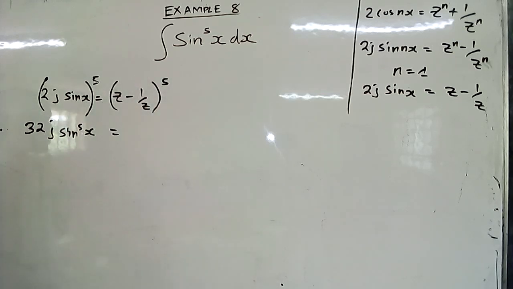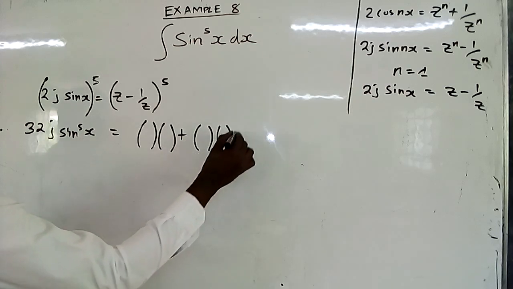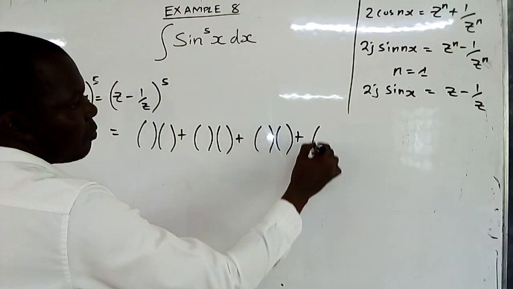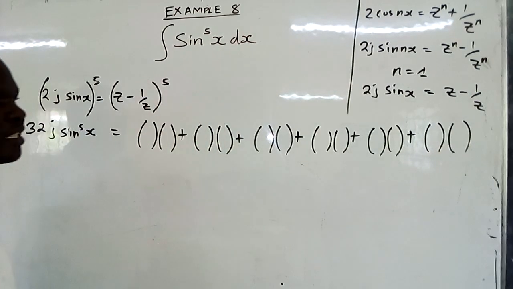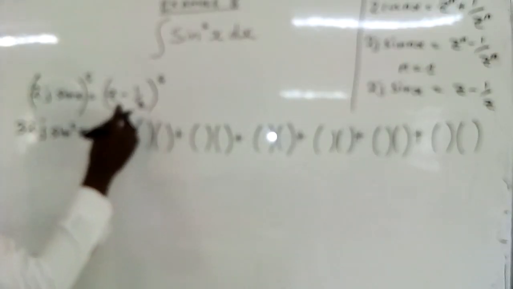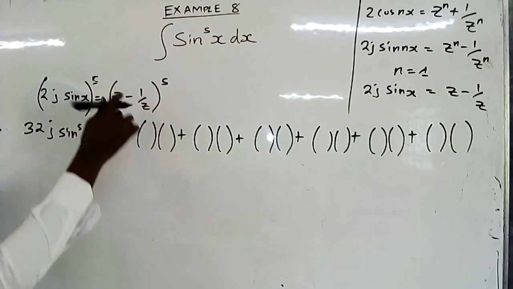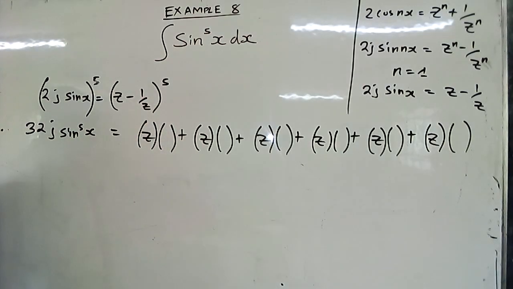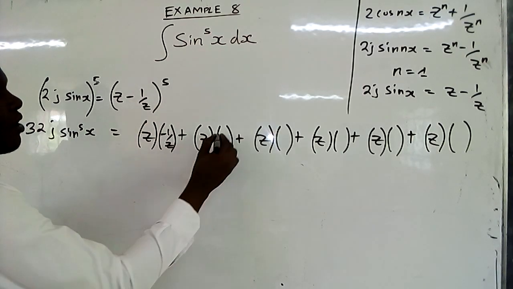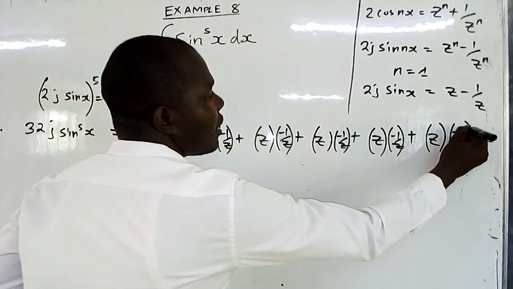Yes. When you have power 5, it means there are how many terms? Six. 6 terms. So that one is the first term, plus the second term, plus the third term, plus the fourth term, plus the fifth term, plus the sixth term, not the last term, isn't it? So you put the coefficients of power 5. What are the coefficients of power 5? You can start with anything, even with what is inside. The first term here is z, isn't it? So you put z for the first bracket. The second term here is negative 1 over z, isn't it? Negative 1 over z in each of the brackets.